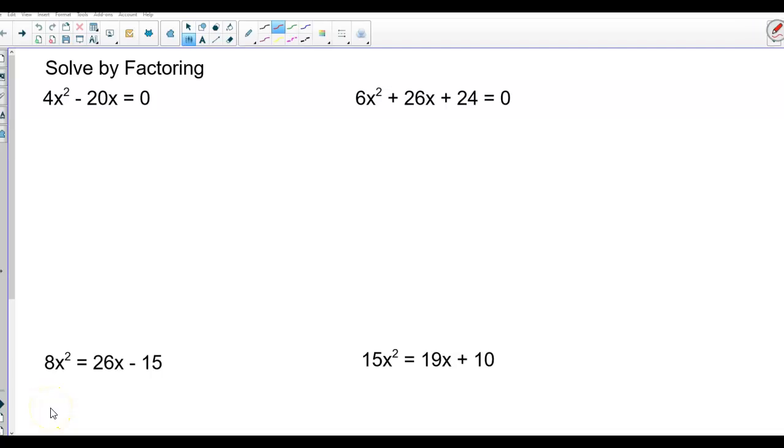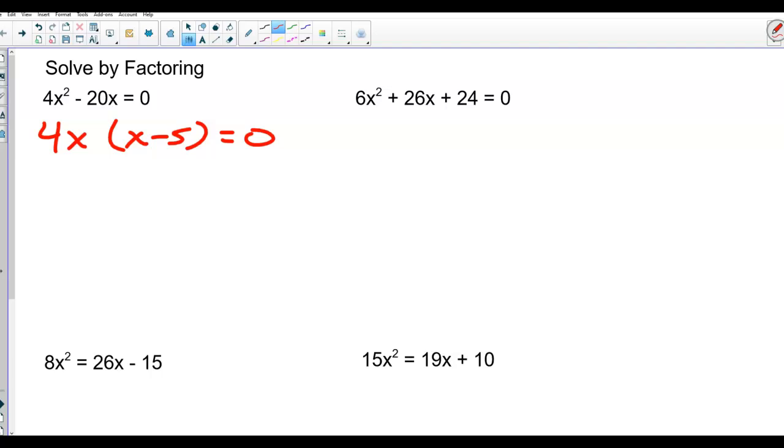So our first step in factoring is always to find the GCF. This one is a little bit simpler. We don't have to use two parentheses whenever there's an x squared and an x. Here I can pull a 4x out as my GCF, and I'm left with x minus 5. And that's all the factoring there is.